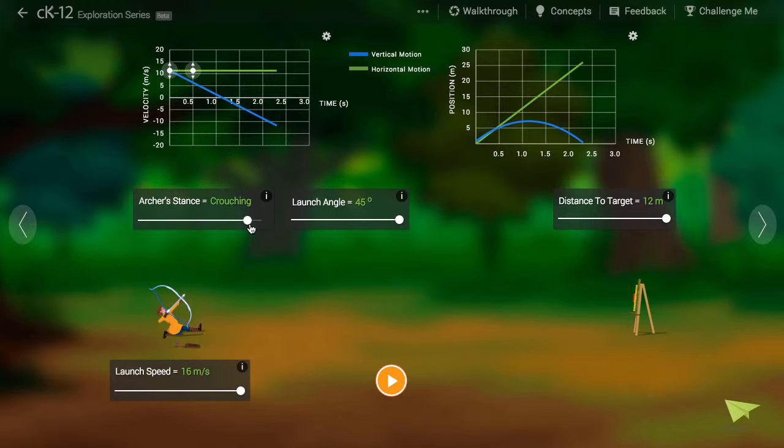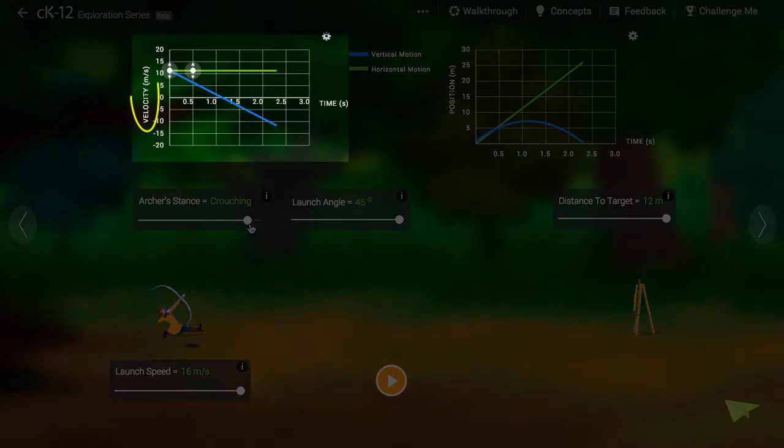The graph at left shows the horizontal and vertical components of velocity, again as functions of time. The horizontal velocity, shown in green, stays constant throughout the flight, as we've discussed. The vertical velocity starts positive, descends to 0, then goes negative as the arrow starts to come down.